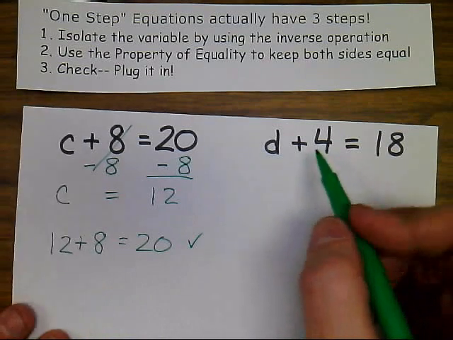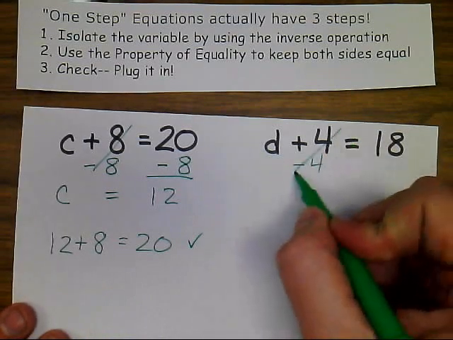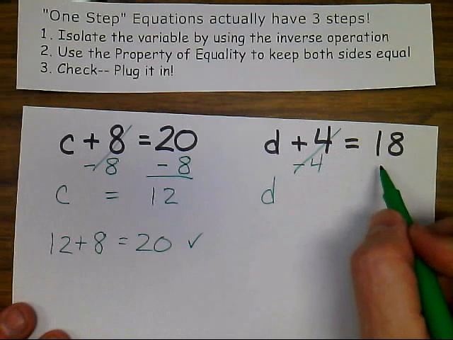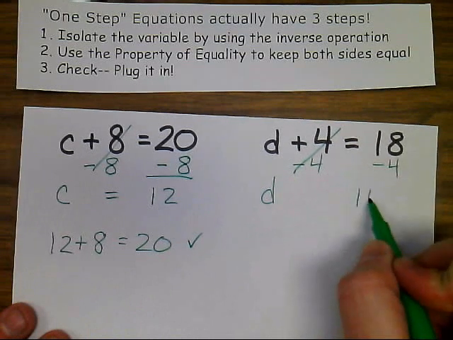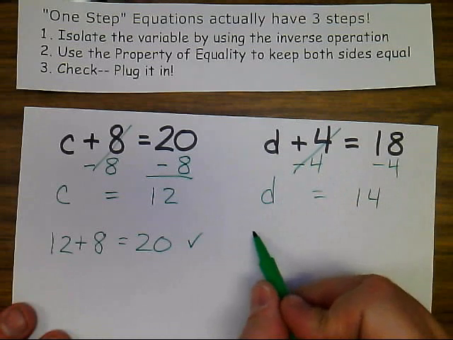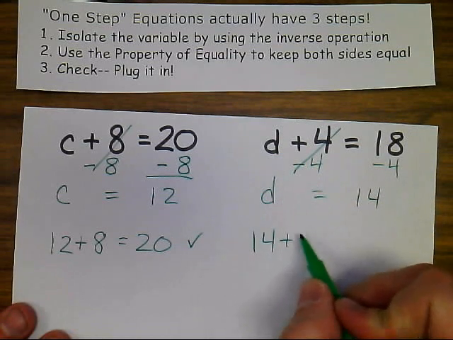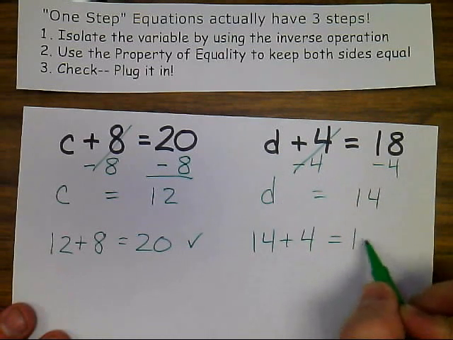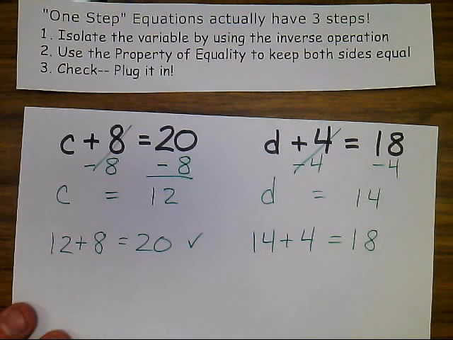D plus 4, we're going to subtract 4 to isolate our variable. That leaves us with D. And then we're going to subtract 4 over here, leaving us with 14. D equals 14 is our solution. Let's double check that answer and plug that in. 14 plus 4 equals 18, and that's a true statement. So there we go. We've checked all our work.